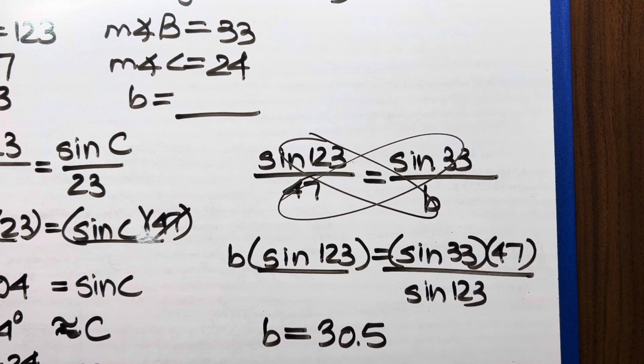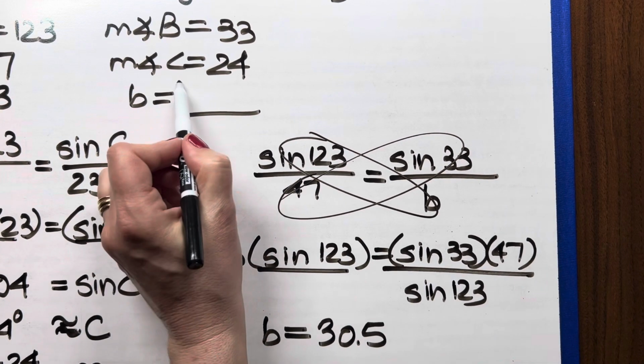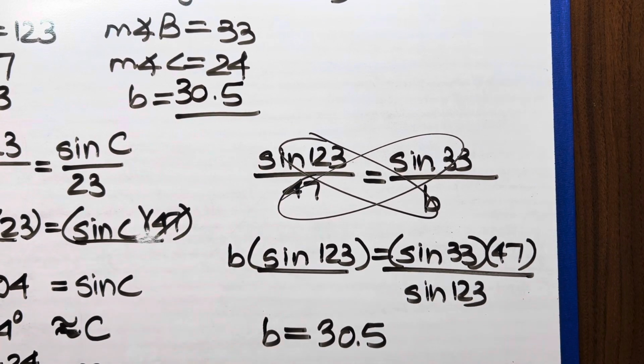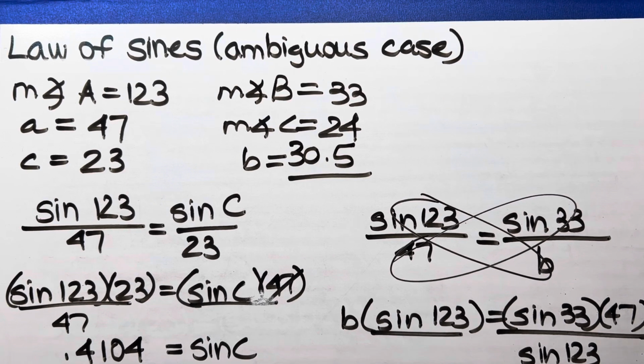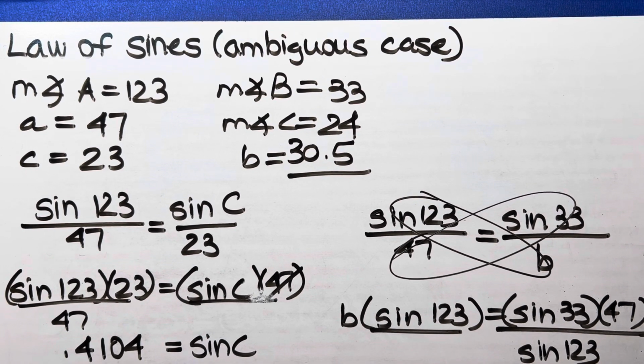So I'm going to fit that in right here. And that is how I'm going to solve a triangle with the law of sines where the ambiguous case provides me with only one triangle.